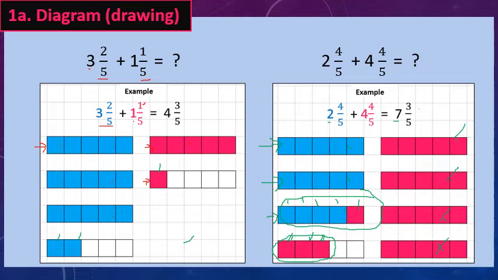The main things that you need to look out for are showing that your whole is divided into equal parts. That's one of our main things about fractions. That your wholes are all the same size, and that we can easily differentiate or show the difference between this fraction here and this fraction here. That's why I've used different colors.